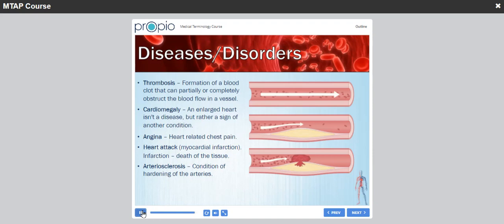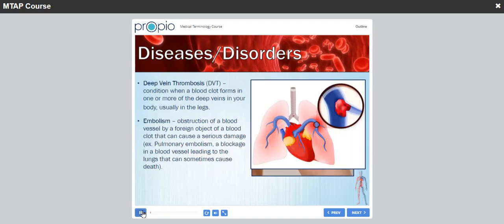Embolism. It is an obstruction of a blood vessel by a foreign object or blood clot that can cause a serious damage. For example, pulmonary embolism, a blockage in a blood vessel leading to the lungs that can sometimes cause death.